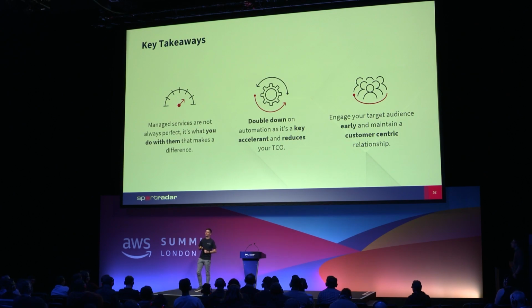Always double down on automation. Almost every slide I talked about today involves some part of automation, and it will really help you move faster, and it will decrease your total cost of ownership over time. And the most important takeaway, at least from my side, always engage with your end users early on and keep them engaged throughout the whole development life cycle. Maintain a customer-centric relationship. They're the ones whose problems you're trying to solve.